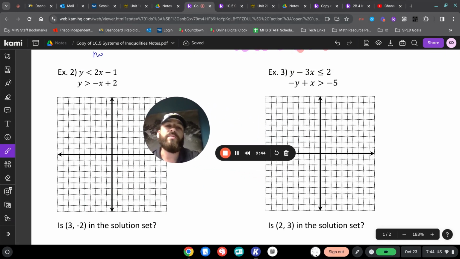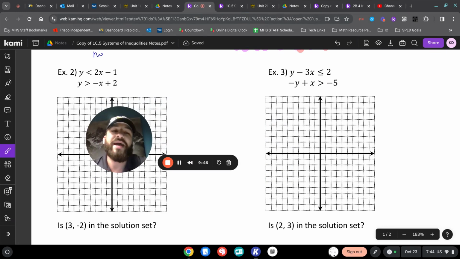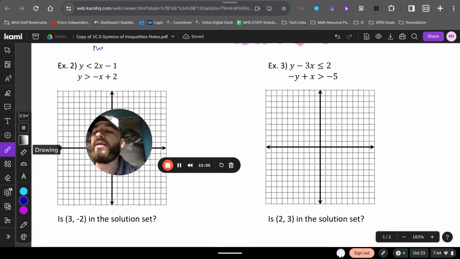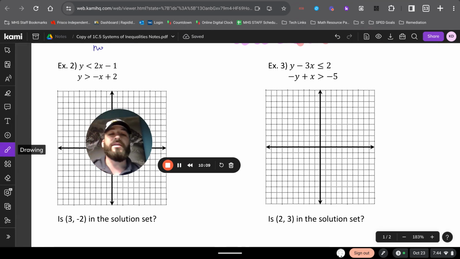So number 3, we have y minus 3x is less than or equal to 2, and negative y plus x is greater than negative 5. And then, of course, once we finish graphing, we want to answer: is (2, 3) in the solution set? Right off the bat, what we should notice is that these linear equations are not solved for y right now, which means currently we cannot graph these by hand. So if we want to be able to graph these equations, we need to actually solve each of them for y.